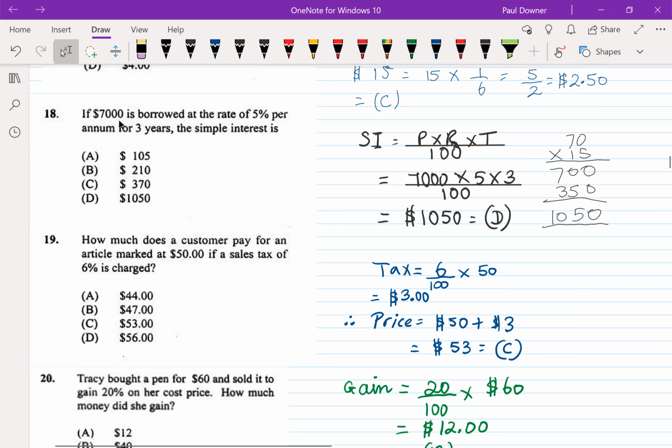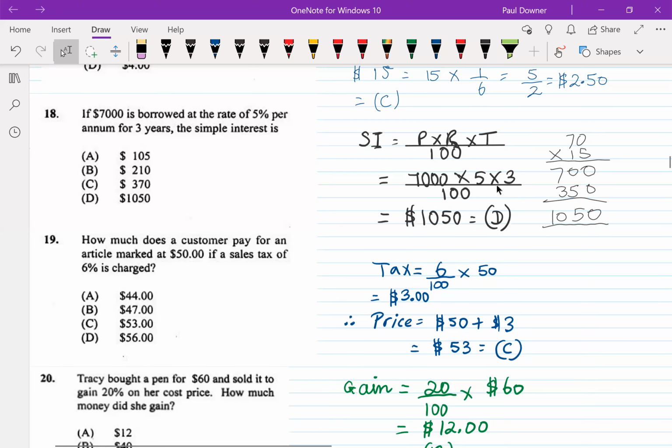So let's substitute. The principal, which is what is being borrowed, is 7,000. The rate, 5% per annum, 5 goes here. And what is the simple interest? Well, that's what we need to find. So that's going on this side. And the time is 3 years. So everything is put in the formula, and we must be able to calculate this, right?